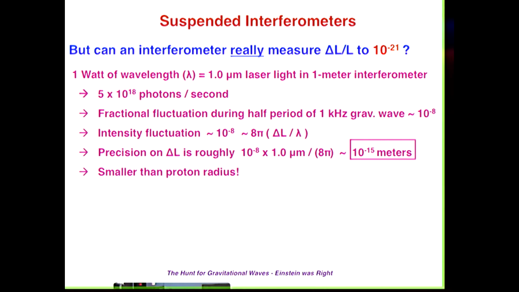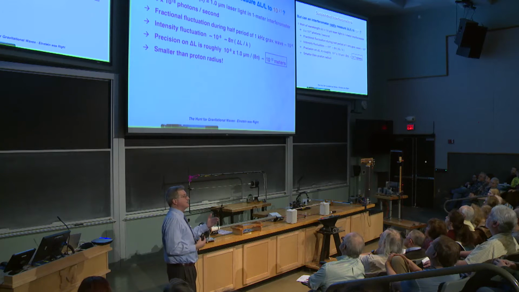Let's imagine we have a relatively simple experiment, something not much bigger than what I showed you here on the benchtop, where you have 1 watt of laser light with 1 micron wavelength, it's an infrared laser, and imagine it's in a 1 meter interferometer, something that would comfortably fit on a bench about like this size. That means you have about 5 times 10 to the 18 photons per second in that interferometer. That means that the fractional fluctuations during a half period of, say, a 1 kilohertz gravitational wave are about 10 to the minus 8.